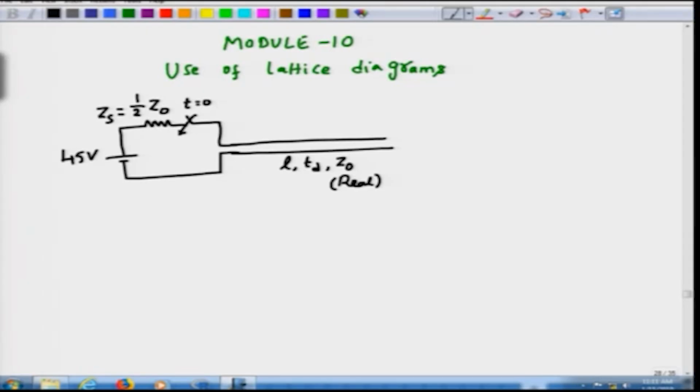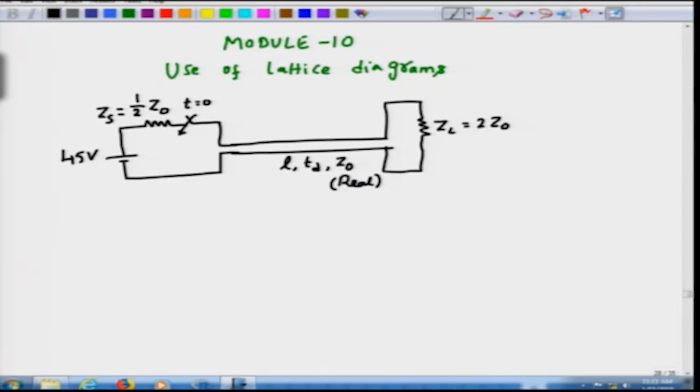The basic idea of this case is to show what happens to the voltages at the load as well as at the source and at some other point on the transmission line, when the source impedance is less than the characteristic impedance of the transmission line and the load impedance is actually larger than the characteristic impedance of the transmission line. So, we will take ZL to be equal to 2 Z0.